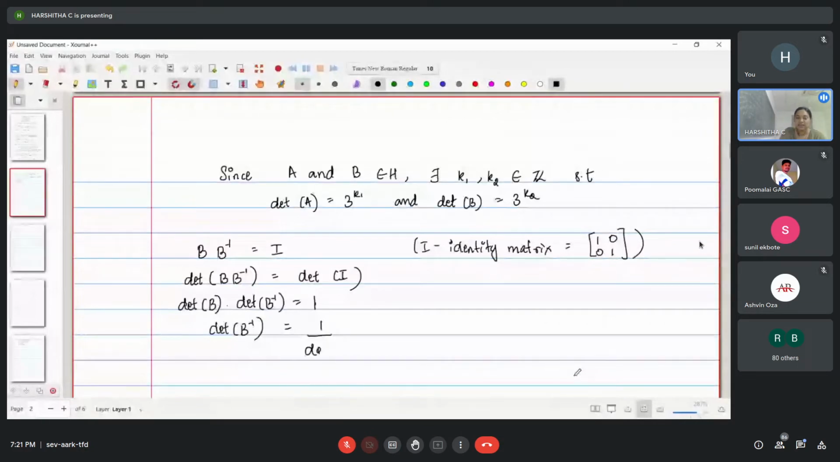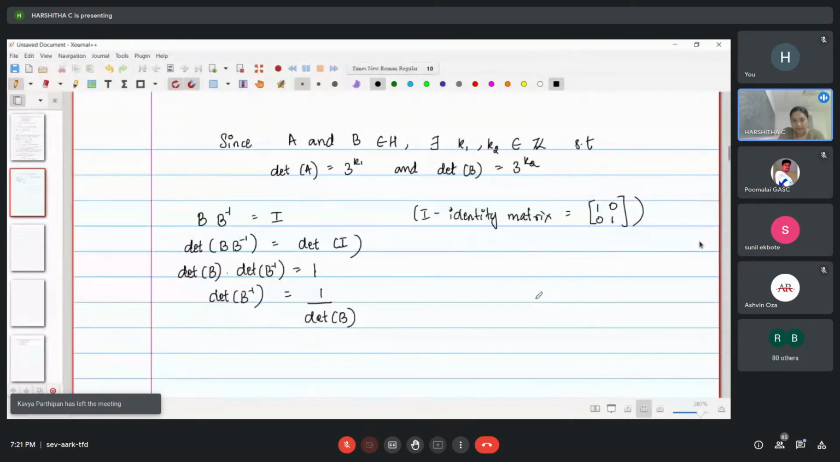So this is true for any matrix. I mean, there's nothing special about B except the fact that it is invertible. The determinant is non-zero. So using this, what we get is determinant of B inverse is 1 by 3 power k2, or it's the same as 3 power minus k2.